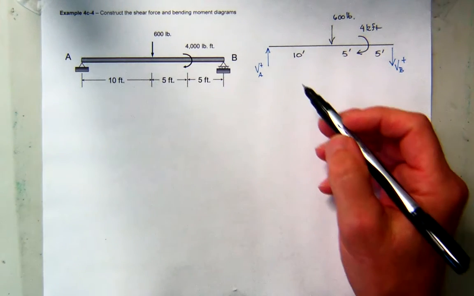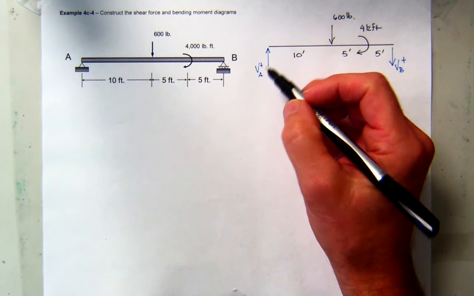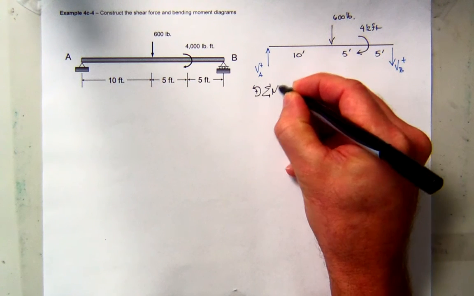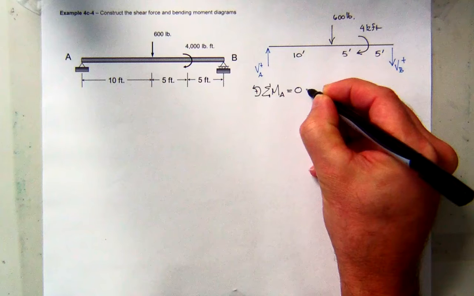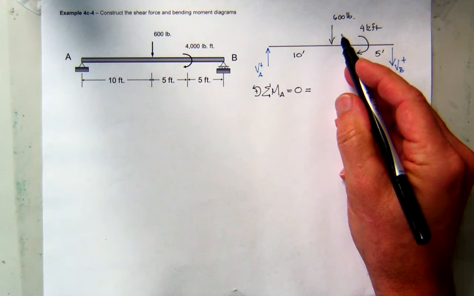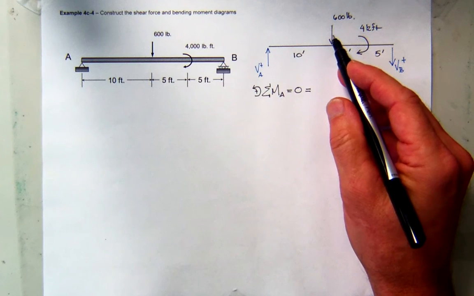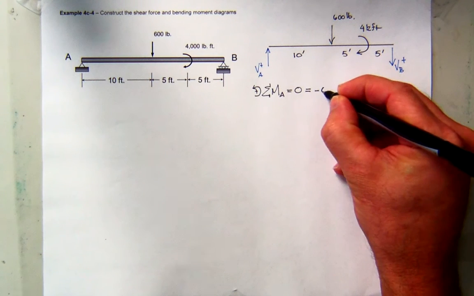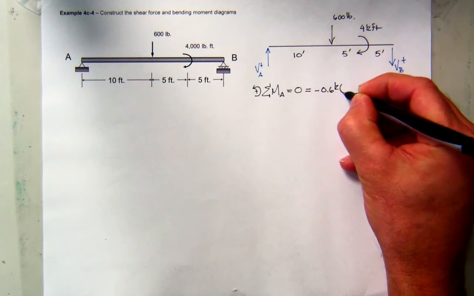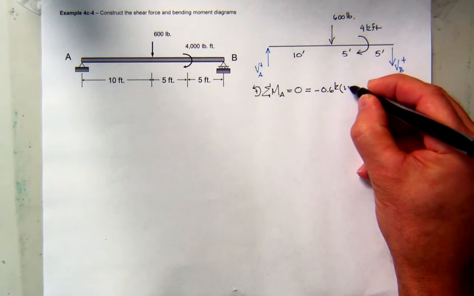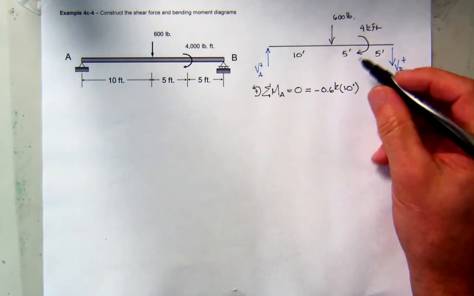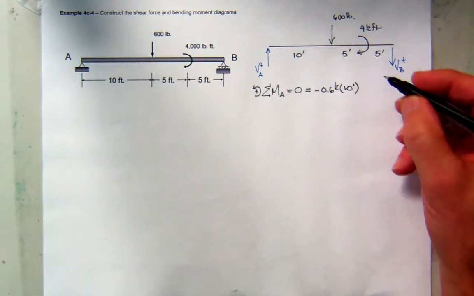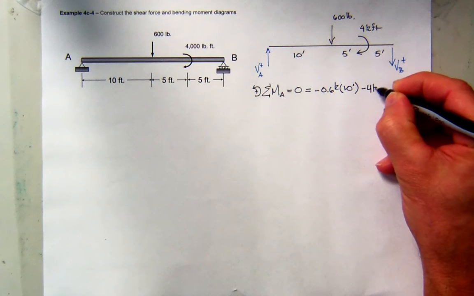I think I'll sum moments about A to get started. So I'm going to use right-hand rule for my sign convention. And we'll sum moments at A. Make sure the beam is in equilibrium. So this 600-pound force, which I'll now call 0.6 kips, creates what kind of moment about A? Positive or negative? Negative. So that'd be negative 0.6 kips. And what's the moment arm? Distance from A to there? 10 feet. I'm summing moments, so here comes a moment of 4 kip feet. Is that positive or negative with my sign convention? Negative. So that'd be minus 4 kip feet.